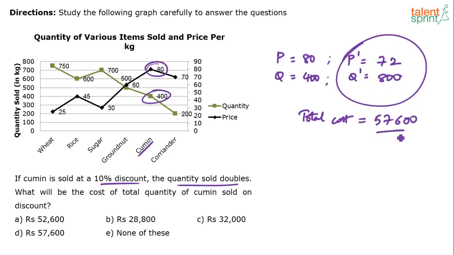57600. 5,76,000. Oh, sorry, I'm sorry. 57,600. I'm sorry about this error there. Not 5,76,000. It is 57,600. Option D. But a very simple one there, right?